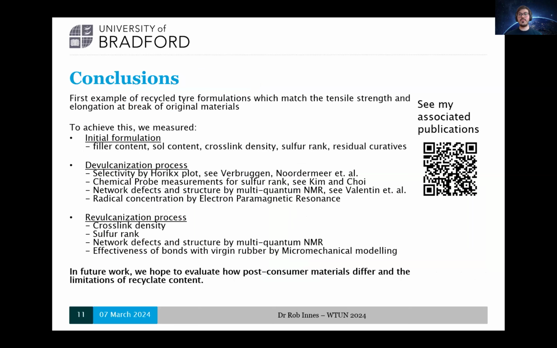So the conclusion is that basically tire recycling is feasible. It just currently requires a lot of characterization. But moving forward, we're going to create a process that will understand all of that and mean that you don't have to do that for each individual tire. And we'll start to look at post-consumer materials and the limitations of recycler content. Thank you for your attention.